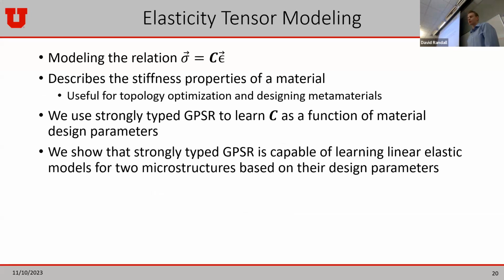And the reason that we're interested in modeling this elasticity tensor is that it's useful for optimization routines such as topology optimization or designing metamaterials. And so we want to be able to develop a model for the C tensor in terms of the design parameters of some material. So we'll show that strongly typed GPSR is effective at this in two different cases.